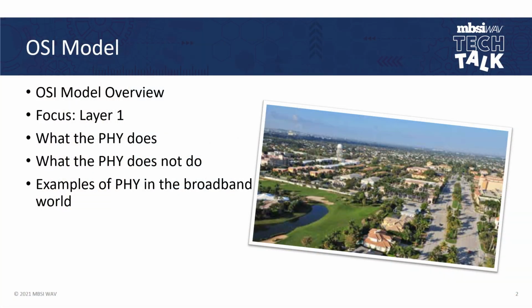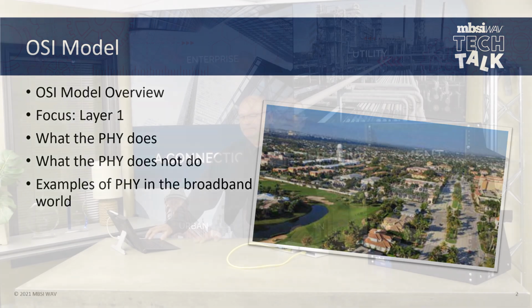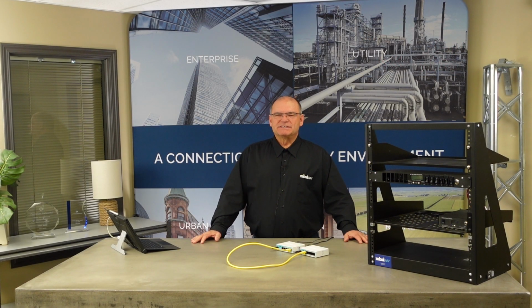All right. So the OSI model, what does it do? We're going to focus on layer 1. What does the PHY do? What does the PHY not do? And what are examples of PHY in the broadband world? The OSI model is made up of 7 layers.